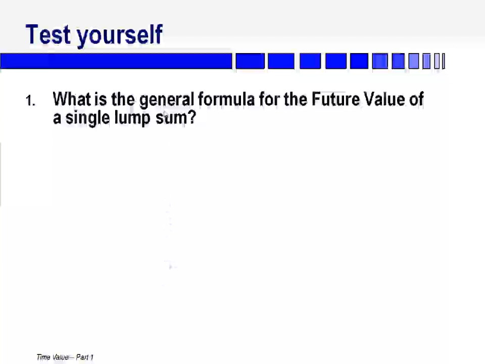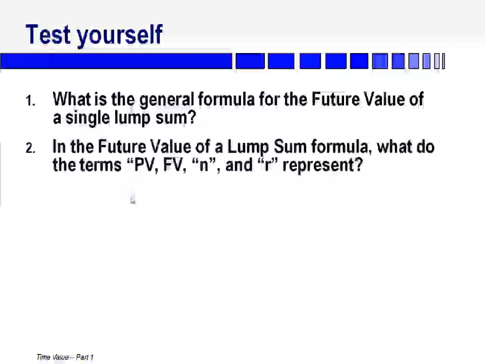First, write down the general formula for the future value of a single lump sum. Secondly, in that formula, explain what those terms are. When I say explain, what I mean is don't simply say R is the interest rate per period. Try and expand on that a bit. For example, you might say R is the percentage change each period over whatever that period is defined as.